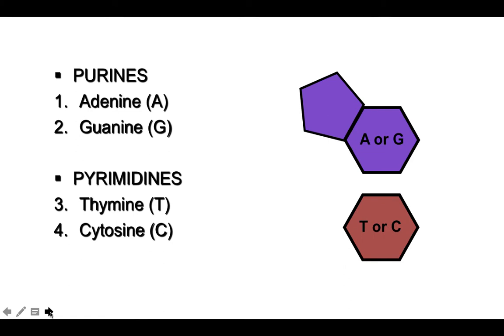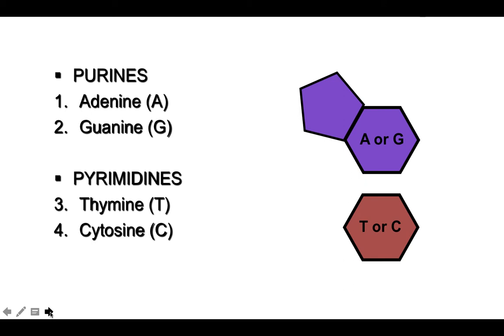Purines consist of six-membered and five-membered nitrogen-containing rings. As you can see here, adenine and guanine consist of two nitrogen-containing rings, one five-membered and the other six. On the other hand, pyrimidines have only one six-membered nitrogen-containing ring, your thymine and cytosine.